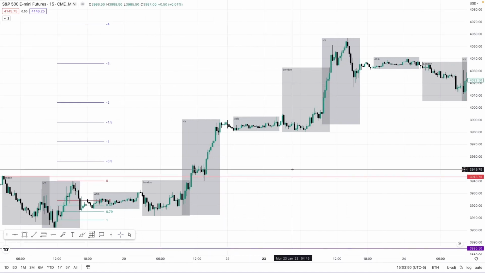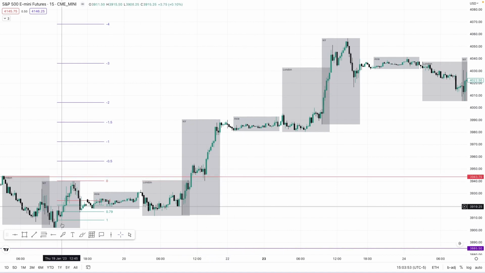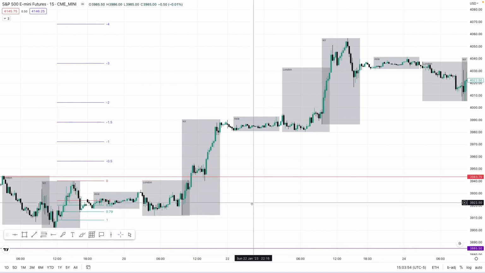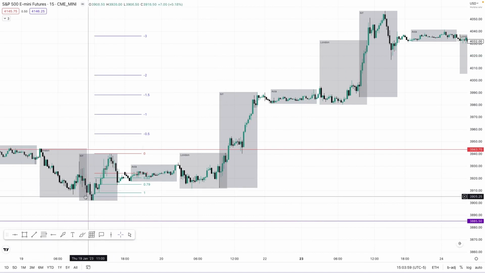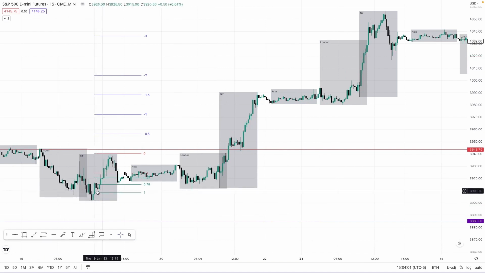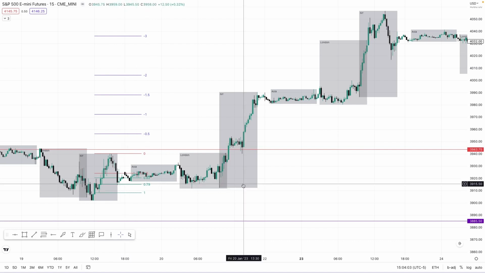So these are just tools, again, to help you. And again, we know that we dip back down into below equilibrium. So because we're in a discount, we're looking for setups to go long.